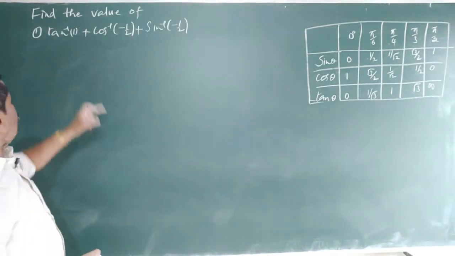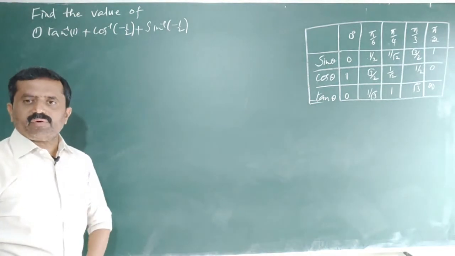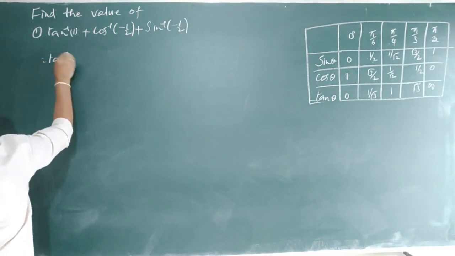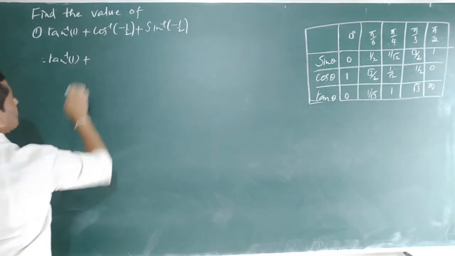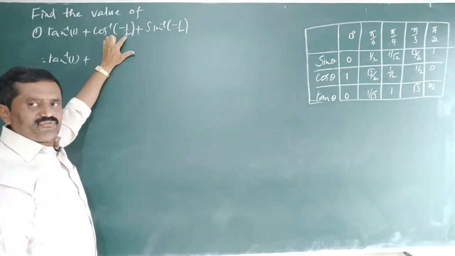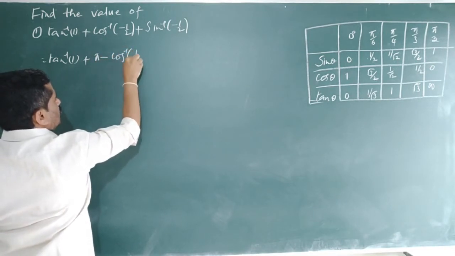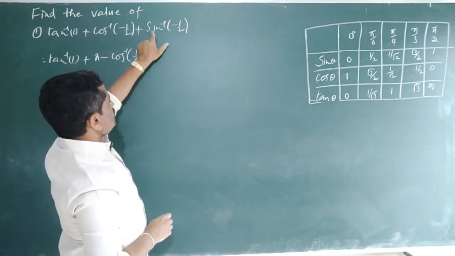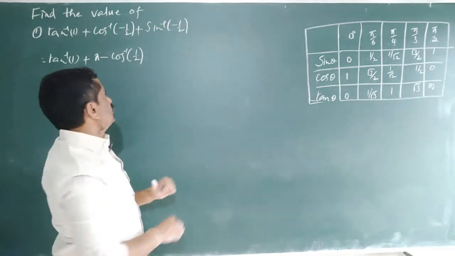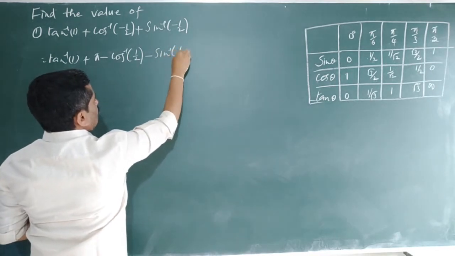Next we have: find the value of tan inverse of 1 plus cos inverse of minus 1 by 2 plus sin inverse of minus 1 by 2. With a similar method, we have tan inverse of 1 plus cos inverse, which is in the form of cos inverse of minus x. We know that can be written as pi minus cos inverse of x. Therefore pi minus cos inverse of 1 by 2. Again, sin inverse of minus x can be written as minus sin inverse of x. So plus into minus becomes minus, sin inverse of 1 by 2.